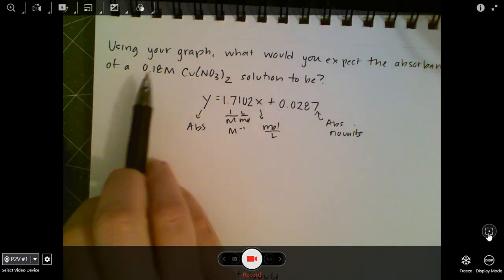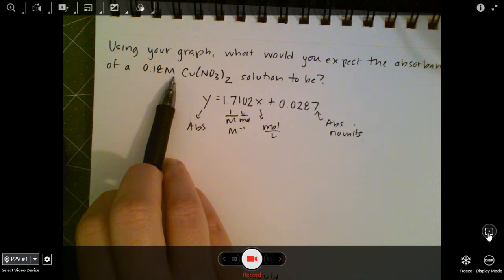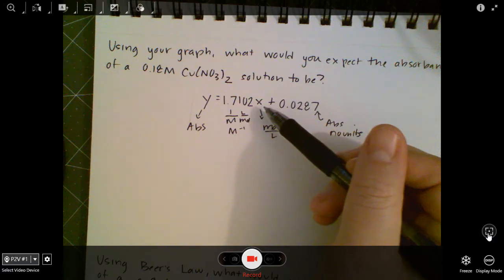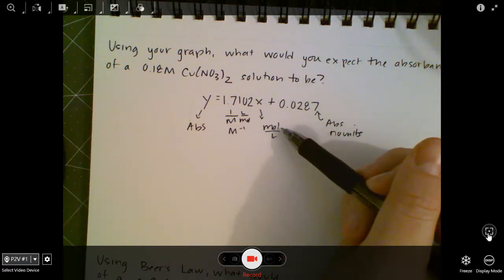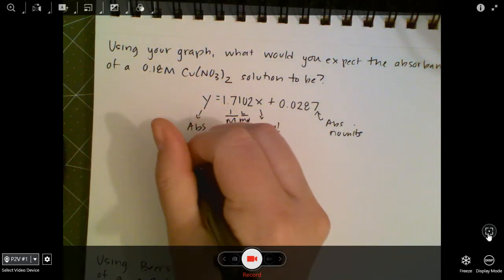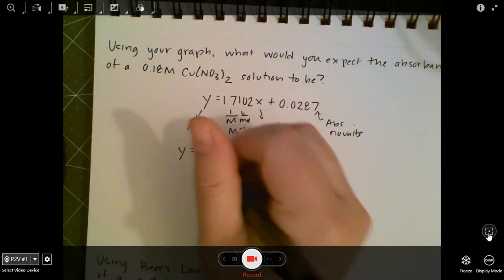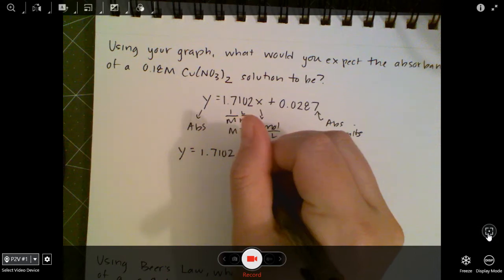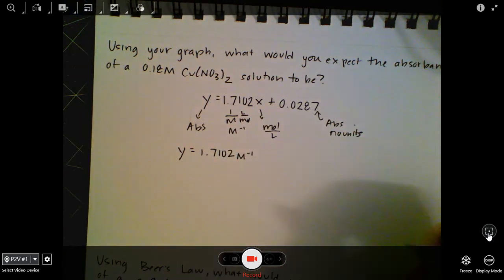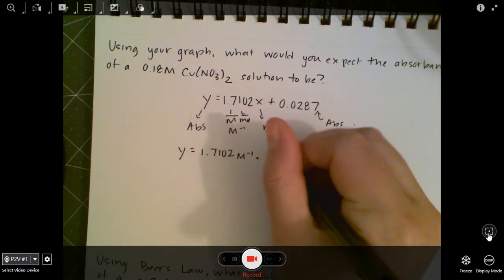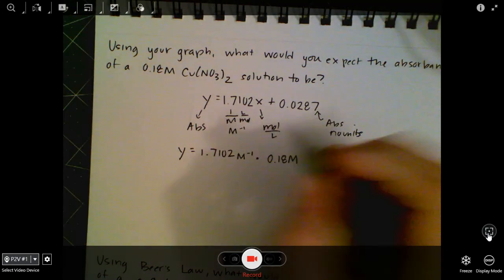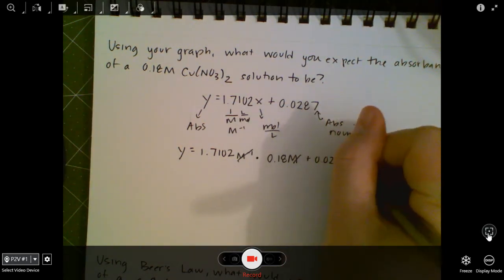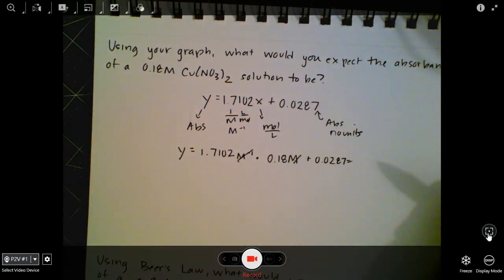So the problem is telling me that I have a 0.18 molar solution of copper nitrate, and I want to find my absorbance. So when I use my equation, I need to put the molarity into where the molarity belongs, and that's in the case of X here. So I'm going to solve for Y, and that's going to equal 1.7102. Remember, the units on this are molar to the -1, or 1 over molar, or whatever works for you, times 0.18 molar. Now, these units can cancel each other out, plus 0.0287, and that's unitless because absorbance has no units.